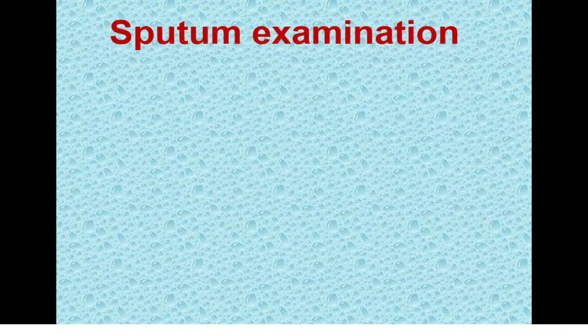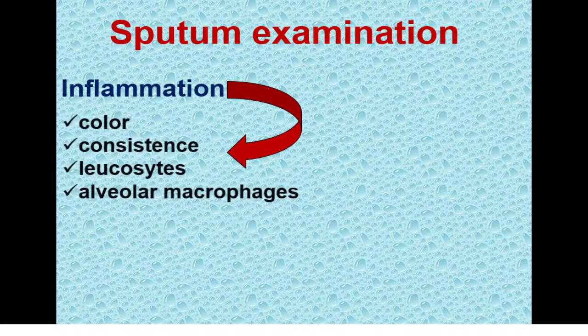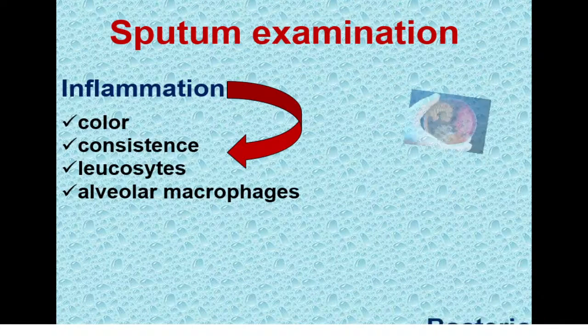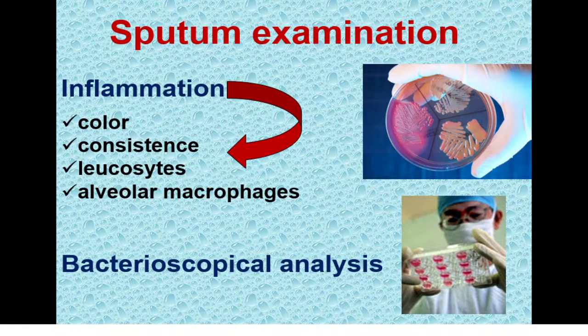Examination of sputum will find signs of inflammation in the respiratory system. Each is characterized with specific color, yellowish or green, changed consistency, progressive viscosity of sputum, objective signs presented by leukocytes and alveolar macrophages, active leukocytes. Sputum is obligatorily examined by bacterioscopic analysis to reveal the etiological factor and prescribe specific antibacterial treatment.